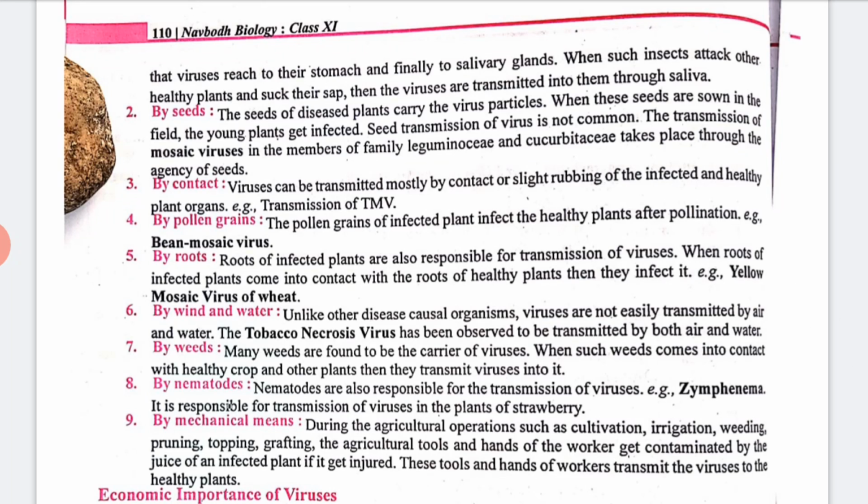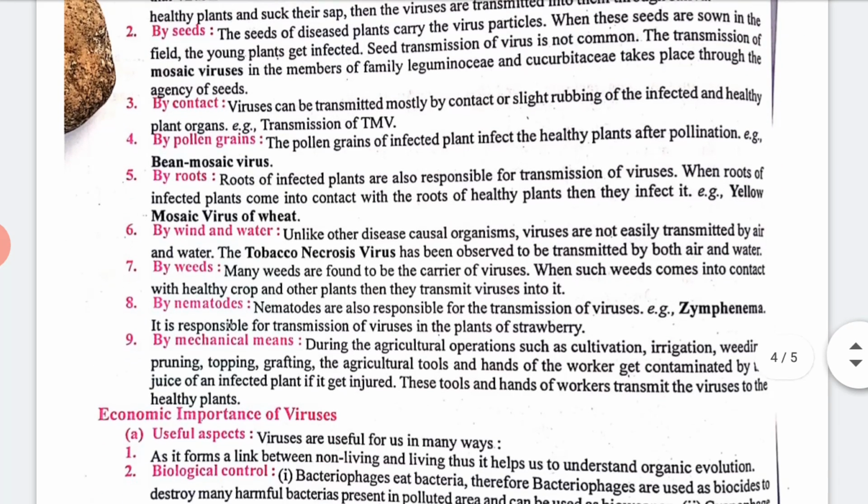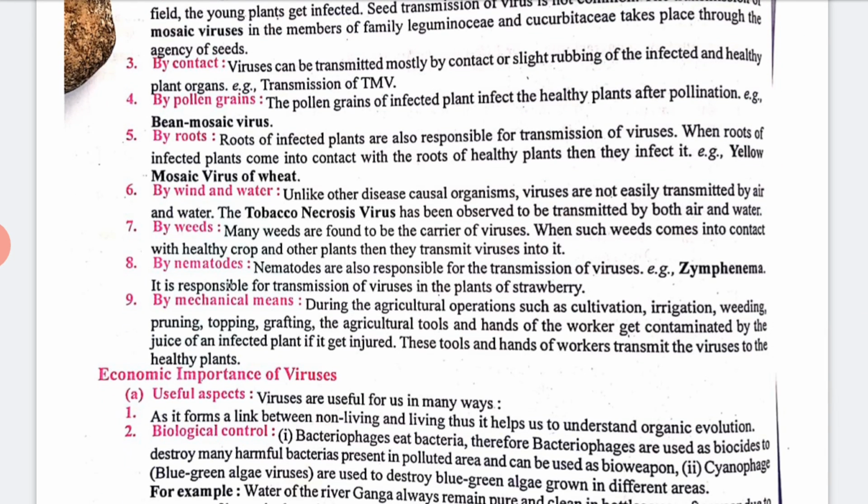Now next, by pollen grain. The pollen grain of an infected plant infects the healthy plant after pollination, for example bean mosaic virus. It is also transferred by root. The roots of an infected plant are also responsible for transmission of virus. When the root of the infected plant comes into contact with the root of a healthy plant, it infects. An example is the yellow mosaic virus of wheat. Clear? In the same way, by wind and water, by weeds, by nematodes, and by mechanical means also they get transmitted.